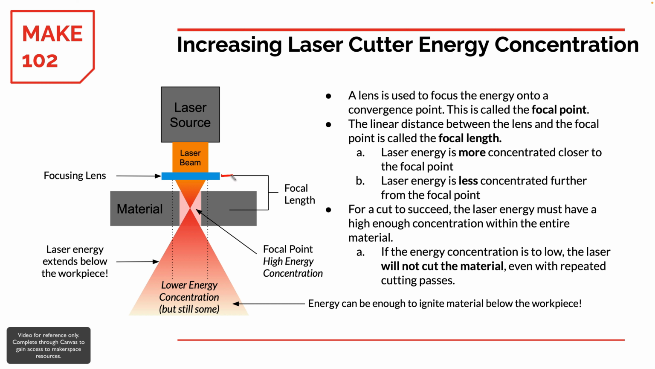The distance from the lens to the focal point we call the focal length. Now, for a cut to succeed, we need the entirety of the material, the whole height of the material, to be within the focused zone. So this zone here has smaller diameter than the initial beam.